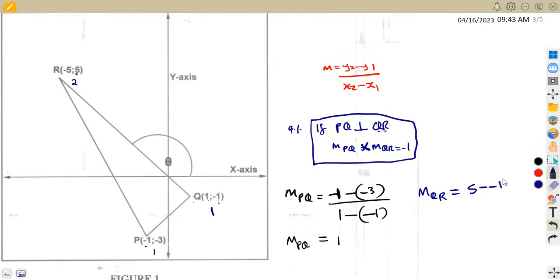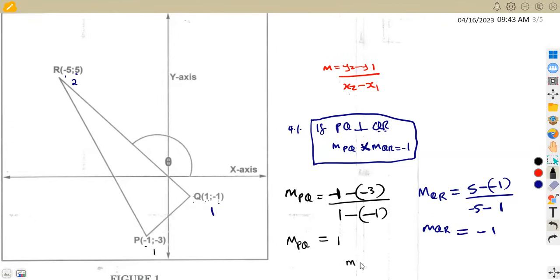So it's 5 minus 1 over x2, which is minus 5. So it's minus 5 minus x1, which is a 1. So this is going to give us a negative 1 from our calculator. All right, so let's see what we are having in this case. So the gradient of line PQ in this case is a 1.